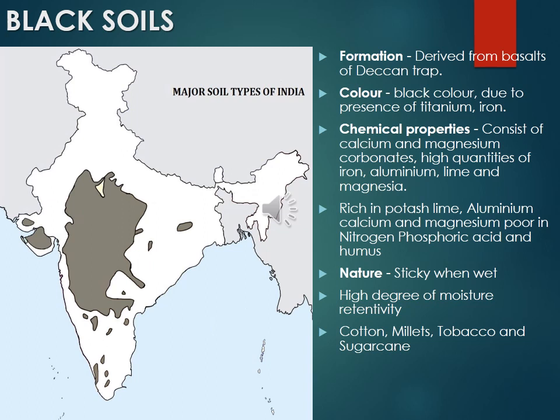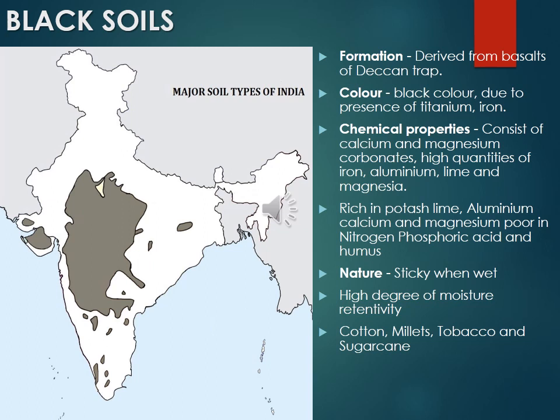Where can you see black soil? Black soil is distributed in Maharashtra, Malwa Plateau, Kathiawar Peninsula, Telangana, and the Rayalaseema region of Andhra Pradesh and the northern part of Karnataka.